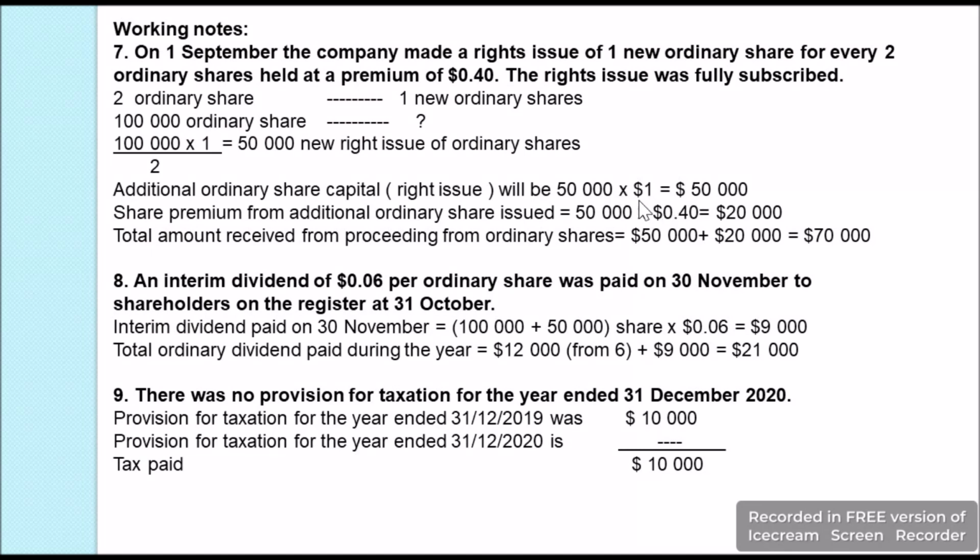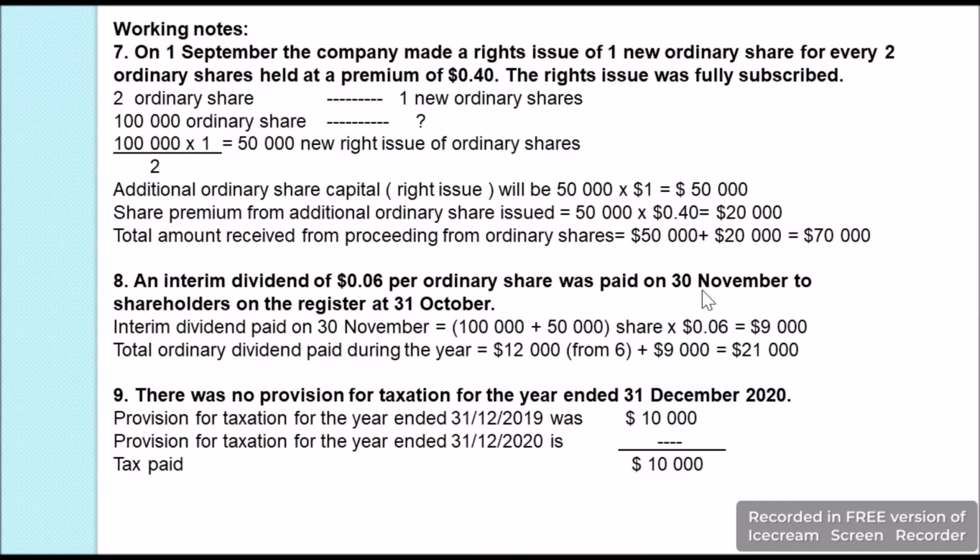And the face value of ordinary share was $1. So 50,000 times 1, we get $50,000 as additional ordinary share capital which they have received from the right issue. Apart from that, it is mentioned there is a premium of 40 cents. So $50,000 times 40 cents, we get $20,000 as the share premium which was received from the right issue. So the total proceeds which they received from the right issue of ordinary shares will be $50,000 plus $20,000, that will be $70,000.